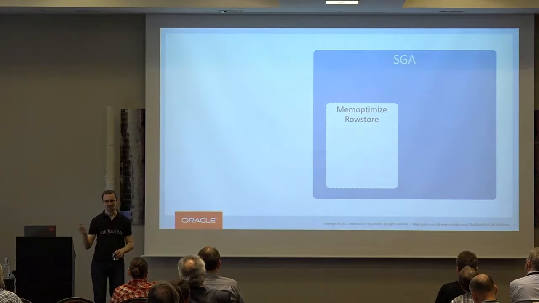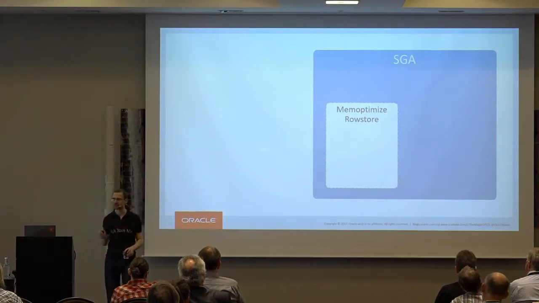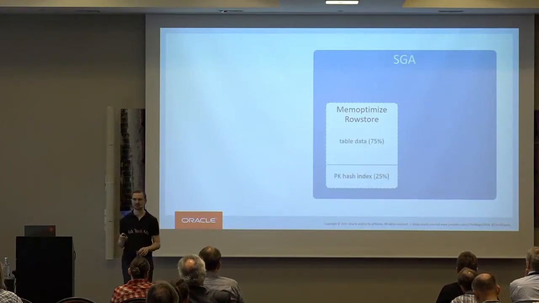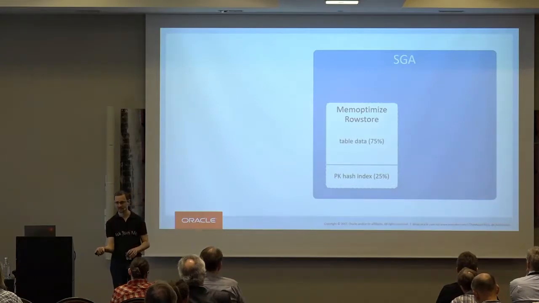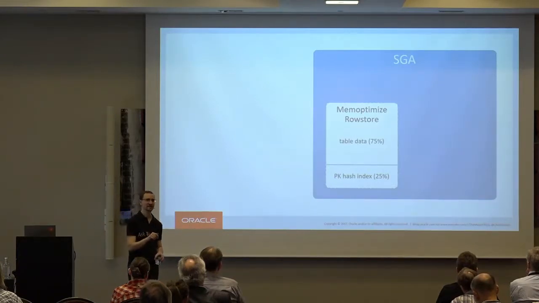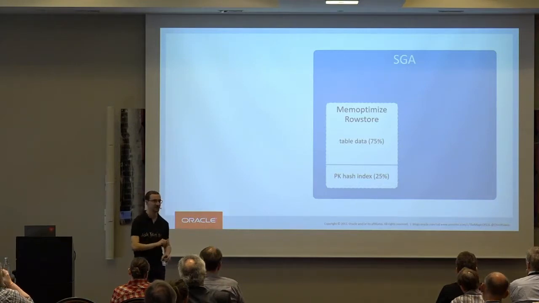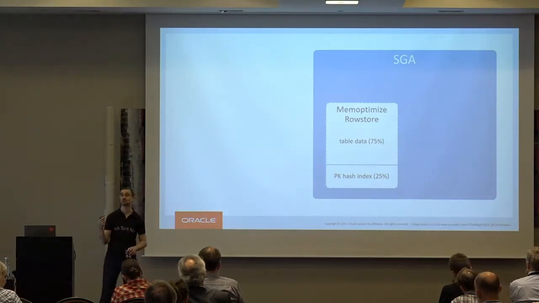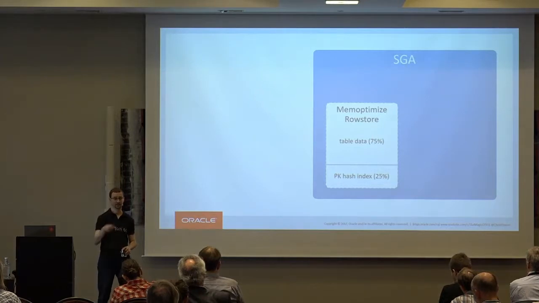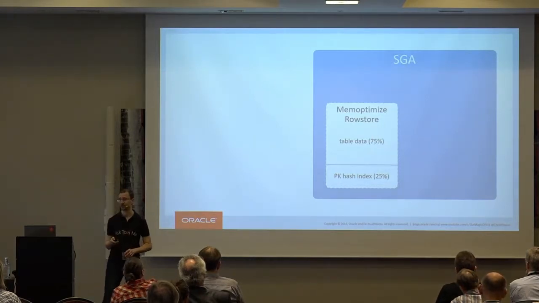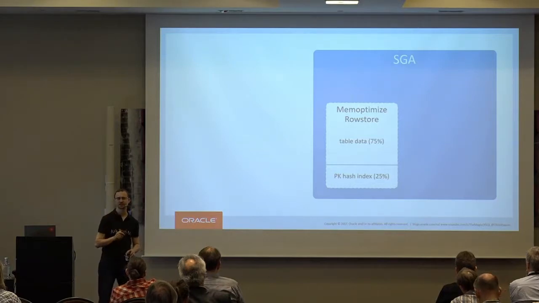So how does this help? How is this any better than, I don't know, using something like the keep pool? Well, the Memoptimized Rowstore actually has two areas within it. 3/4 of it is reserved for the table data, and 1/4 of it has a special in-memory hash index based on the primary key. So that can improve the data access lookup. Hash-based access, better performance than the B-tree lookup. But it actually gets a little bit better than that.